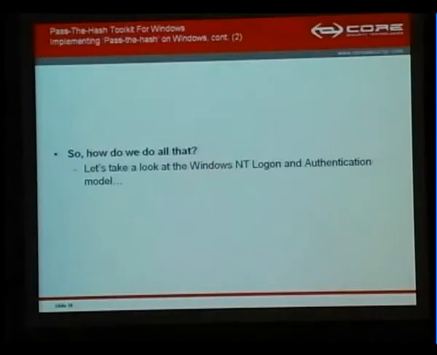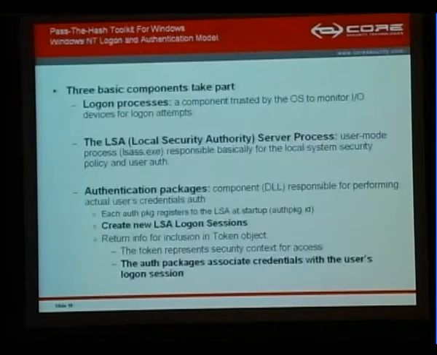So basically, how do we go about actually implementing this on Windows? We have to take a look at how the Windows NT logon and authentication model works. There are basically three main components in the Windows NT logon and authentication model. These are the logon processes, that are system components that basically monitor I/O devices for logon attempts. Then you have the LSA, that is basically the user mode process in Windows that is in charge of system security policy and user authentication.